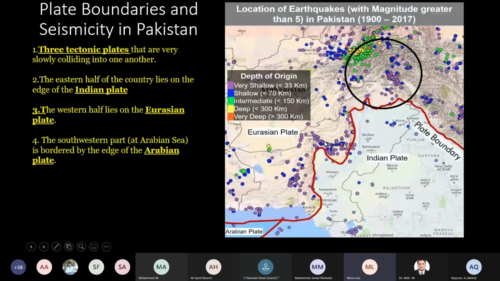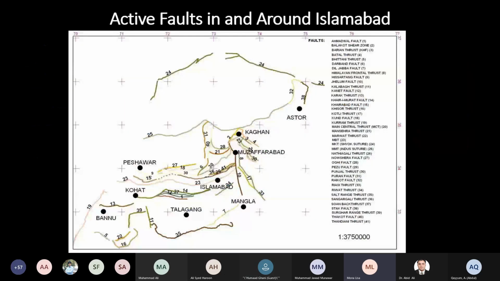If you can see, even in the Suleiman Fold and Thrust Belt, we are having shallow earthquakes, and there are some intermediate depth earthquakes too, but they are lying somewhere in the Makran subduction zone, and there is a cluster of these intermediate and deeper level earthquakes in the Hindu Kush area of Pakistan. So in the northwestern Himalayan fold and thrust belt, we are experiencing shallow earthquakes, with the majority of earthquakes having magnitude greater than 5. So this picture is only differentiating the magnitude with respect to depth of earthquakes.